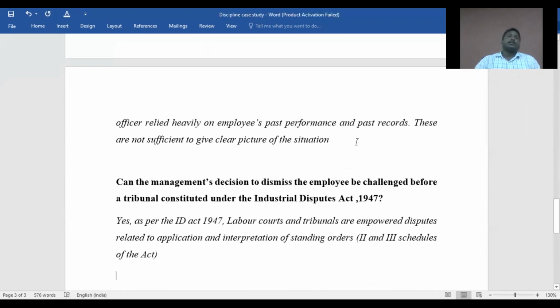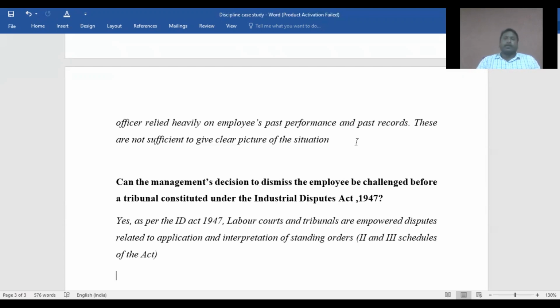The next question is, can the management's decision to dismiss the employee be challenged before a tribunal constituted under the Industrial Disputes Act 1947? Definitely yes. The issue of discipline is given in three acts when we study the concept of discipline. One is the Industrial Disputes Act 1947. Second, the Employment Standing Orders Act 1946. And the third one is the Discipline Issue under the Payment of Wages Act 1936.